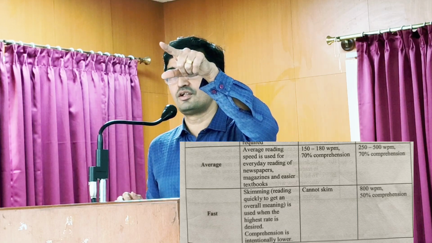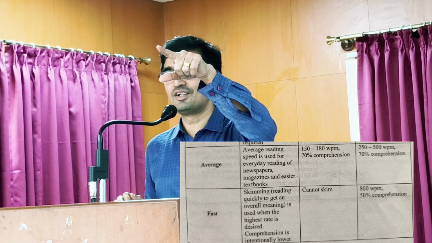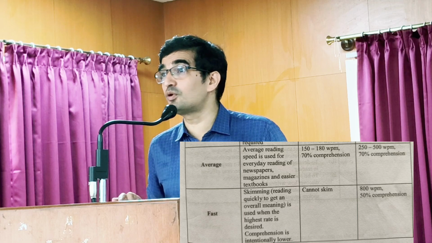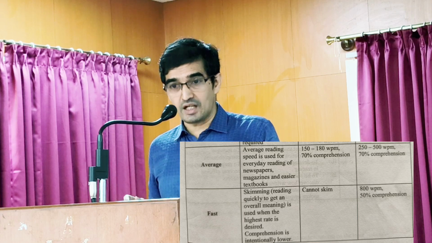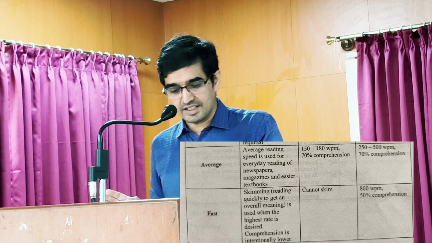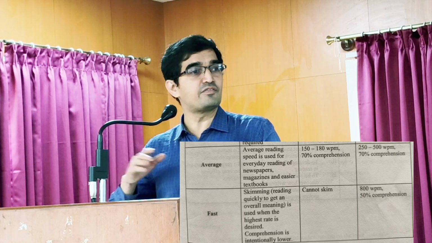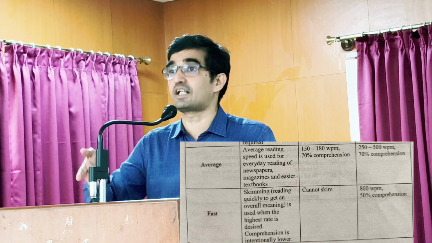Now, sir said, I forgot Vijay Kumar. Shiv Prasad said he is able to read how many words? 600 words per minute. We are coming to that. See, fast reader, down. So slow, then average. Average reading is desirable for everyday reading of newspapers, magazines, and easier textbooks.